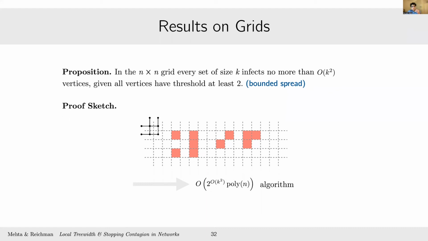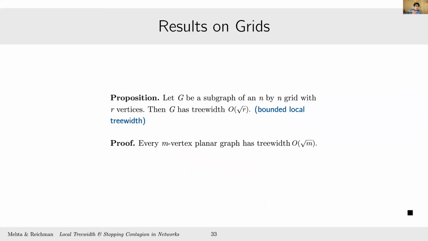We show now how we can actually improve upon this result by taking advantage of bounded local treewidth. To do that, we need some bounded local treewidth result, and that comes fairly easily. If I have some subgraph of the n by n grid with r vertices, we know it has treewidth at most O(sqrt(r)). This simply follows from the fact that the grid graph is planar, and every m-vertex planar graph has treewidth O(sqrt(m)).